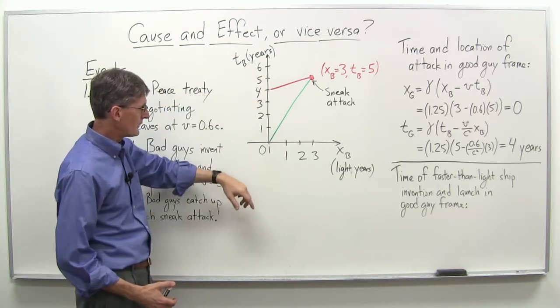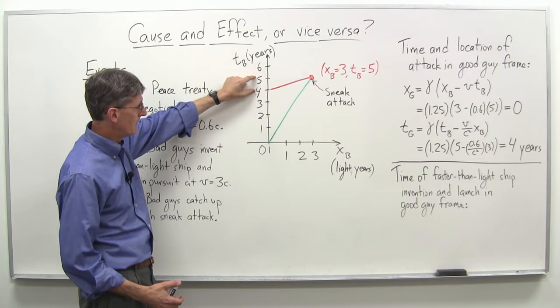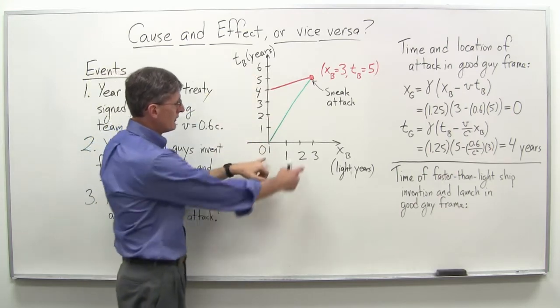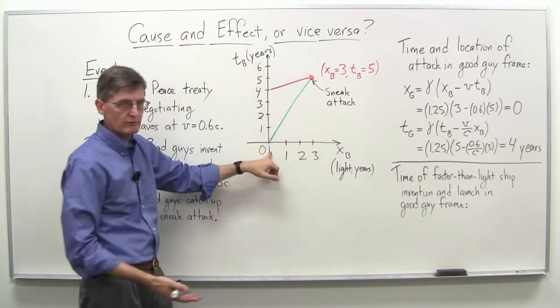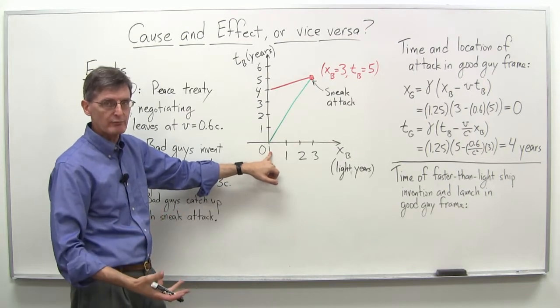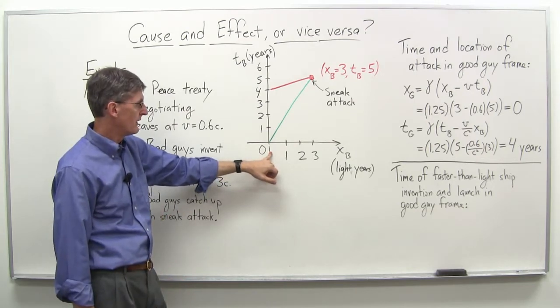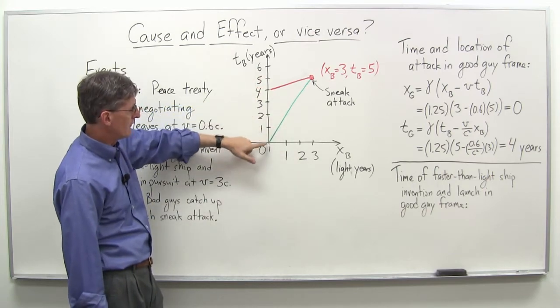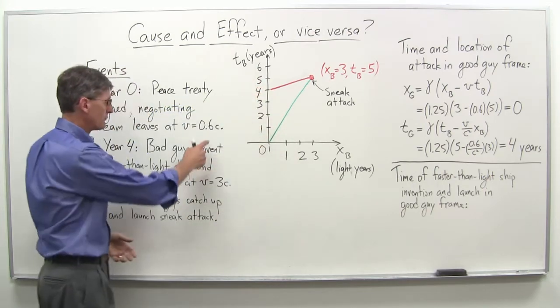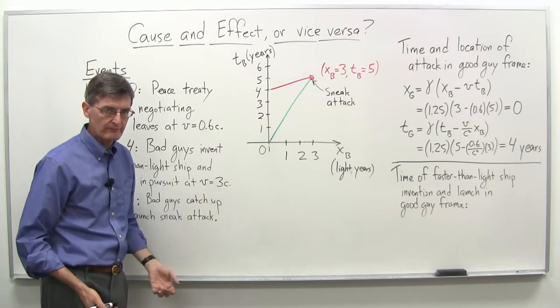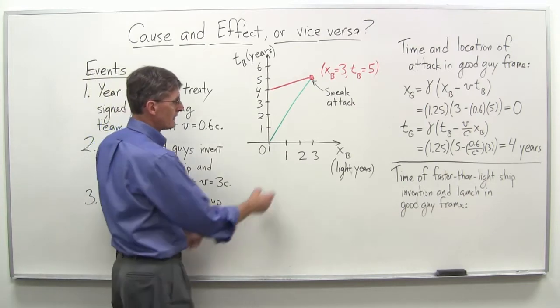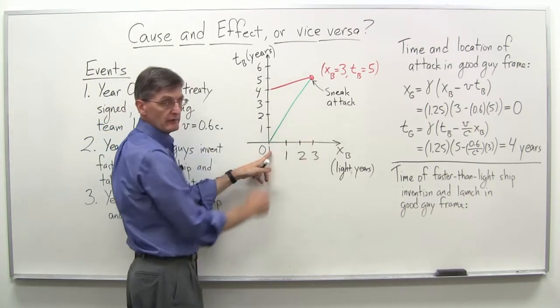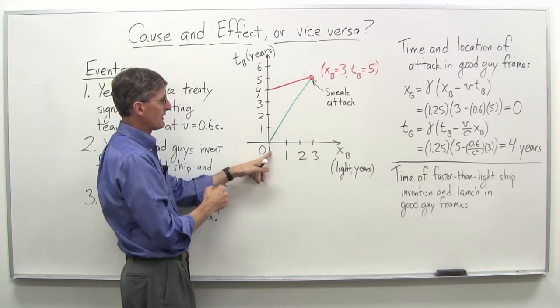They go, essentially, in 1 year, from here to here, they're able to go 3 light years, because it's 3 times the speed of light. So 3 light years per year is what their speed is. And over 5 years, then, the other ship goes 5 times 0.6 c, which again is 3 light years. Okay, so they both end up 3 light years away from the bad guy's planet there, and that's where the sneak attack occurs.